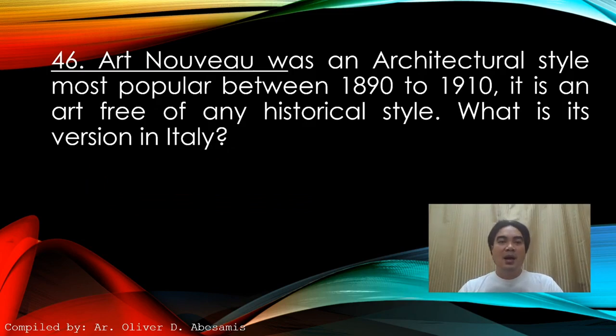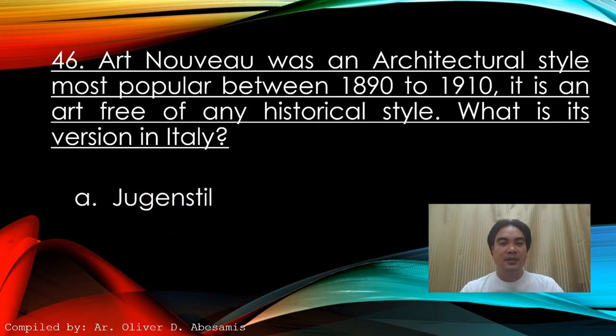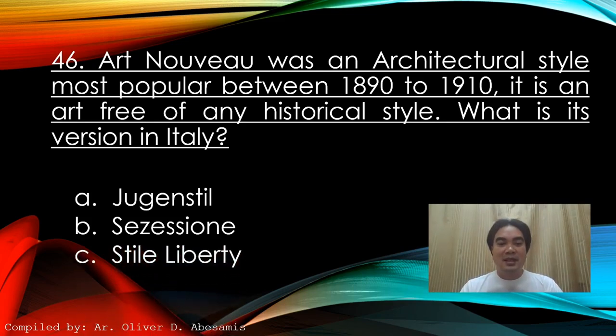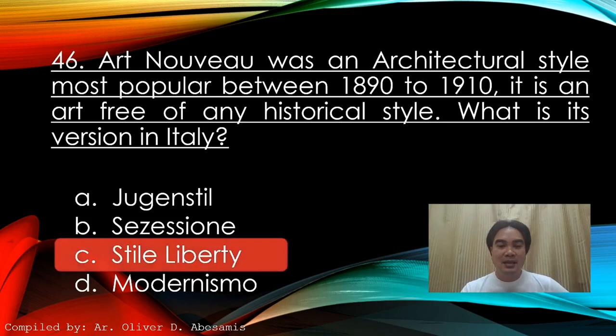46. Art Nouveau was an architectural style most popular between 1890 to 1910. It is an art free of any historical style. What is its version in Italy? A. Juden Stil. B. Secession. C. Stile Liberty. D. Modernismo. Answer. C. Stile Liberty.